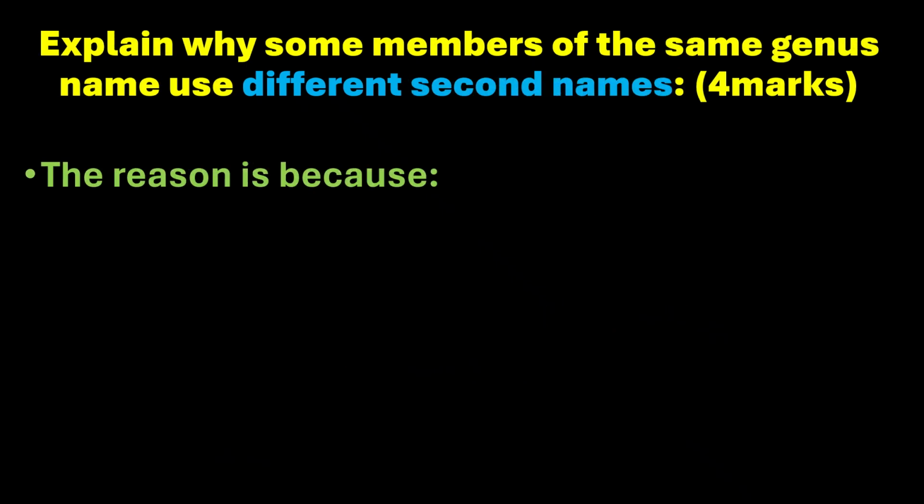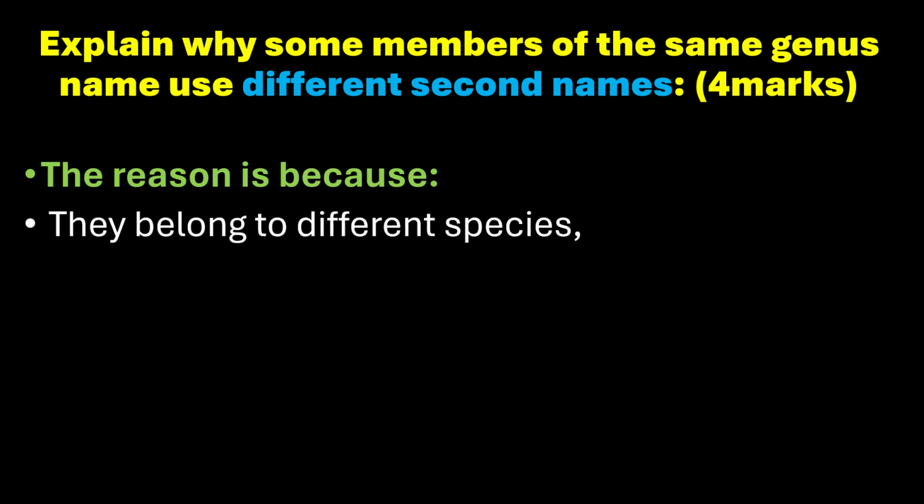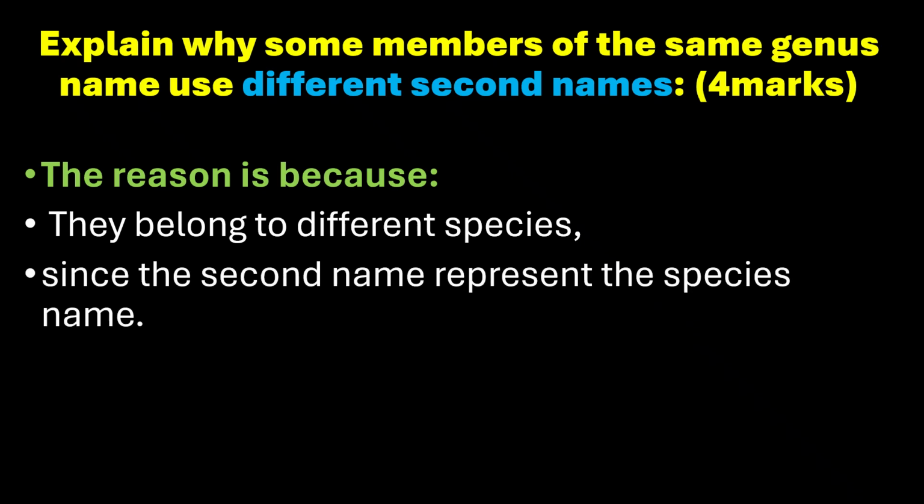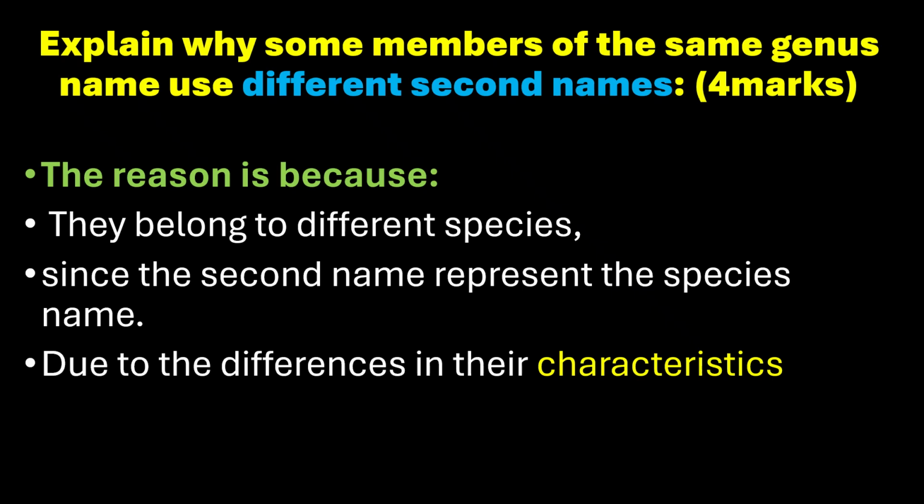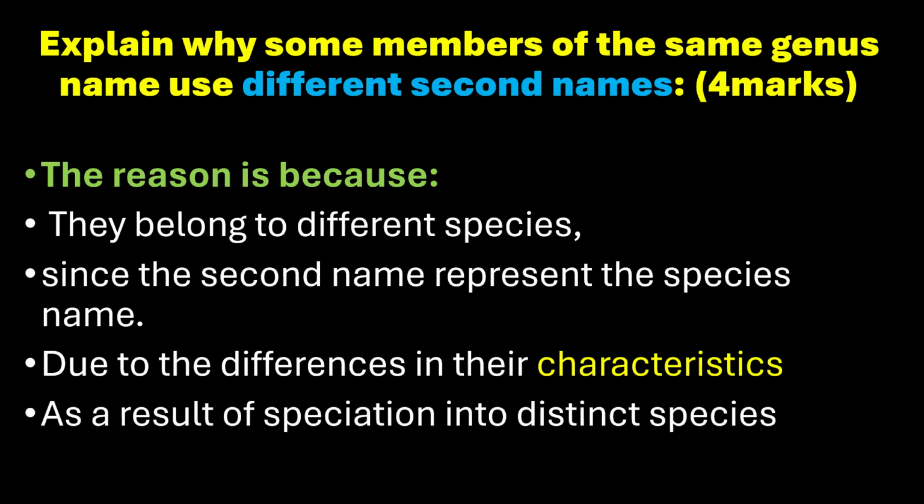Let's look at this. Explain why some members of the same genus name use different second names. The reason is because they belong to different species. And since the second name represents the species name, due to the differences in their characteristics. And then what do you have here? And this is due to or as a result of speciation into distinct species.